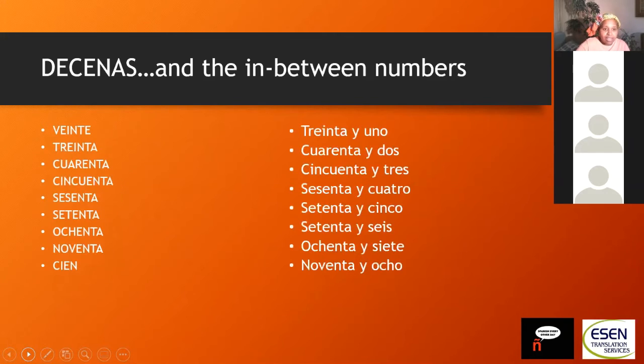All right. Now the decenas and the in-between numbers. So from 20 to 100, this is the list. So we'll do the first column first, okay? Any questions so far? No.